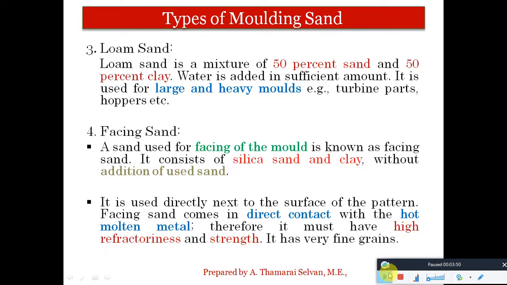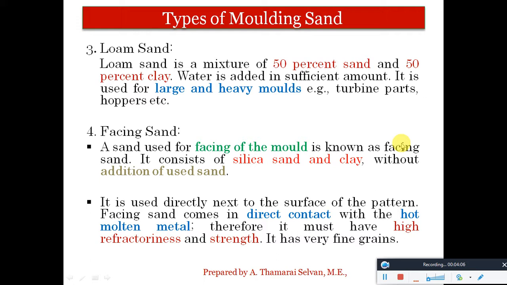Loam sand is a mixture of 50% sand and 50% clay, equal amounts. Water is added in sufficient amount to give some feasibility of making the mold. It is used for large and heavy molds like turbine parts, hoppers, etc.